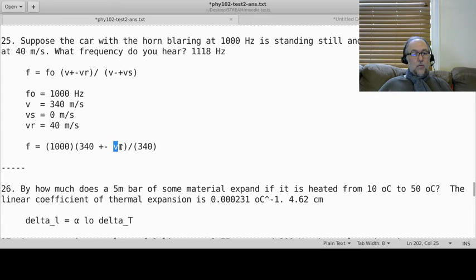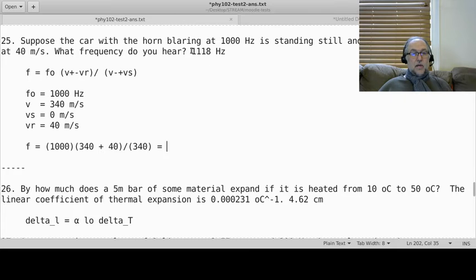Over here, the source and receiver are approaching one another. Whenever they're getting closer, no matter which one's moving, the frequency is going to go up. Again, you expect the frequency to increase. So VR is 40, but in order for it to increase, this time you need the plus. If you put the minus in there, you'll get a frequency lower than 1,000, which is wrong. So you want a frequency higher than 1,000. So there you go.